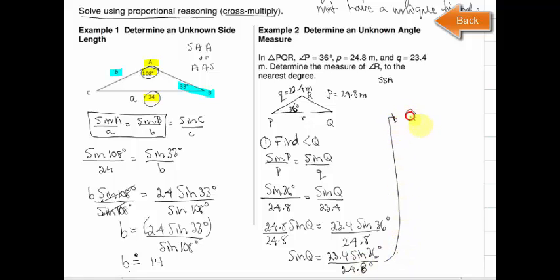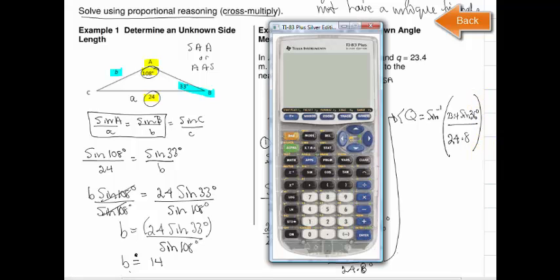So angle Q is equal to sine inverse of 23.4 sine of 36 over 24.8. So I'm going to put all of that into my calculator.